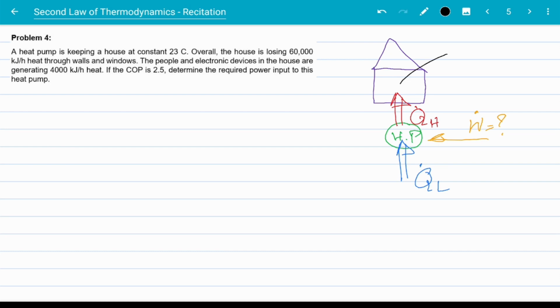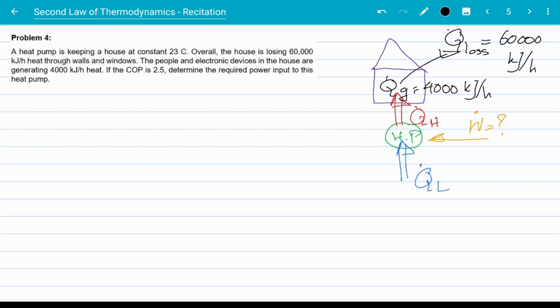So the house is losing 60,000 kilojoules per hour, while also generating 4,000 kilojoules per hour worth of power.